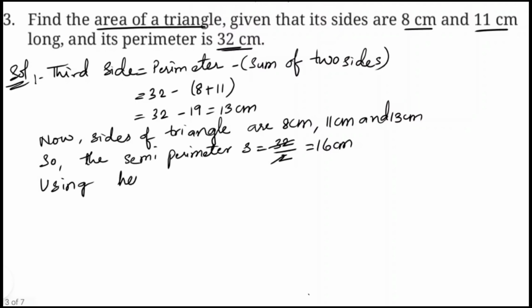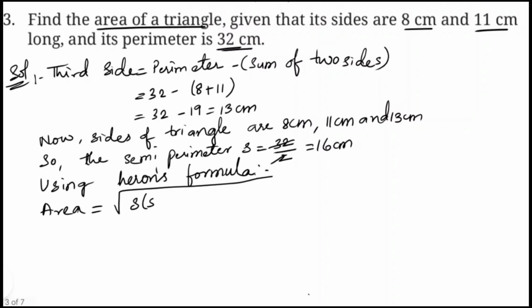Using Heron's formula. So area, what is the formula? Area is equal to under root of S into S minus A into S minus B into S minus C. So what do you mean by S? S is nothing but the semi perimeter.